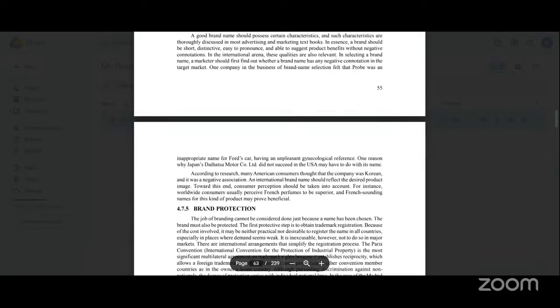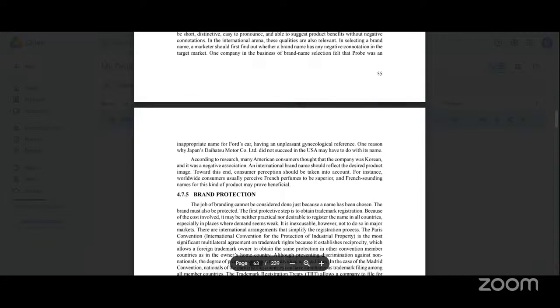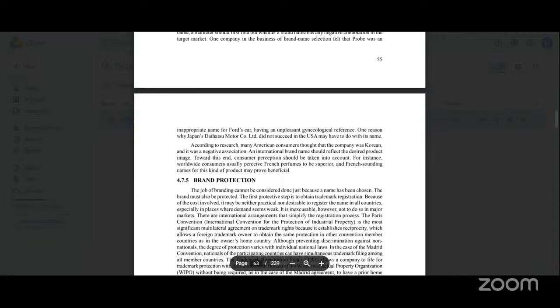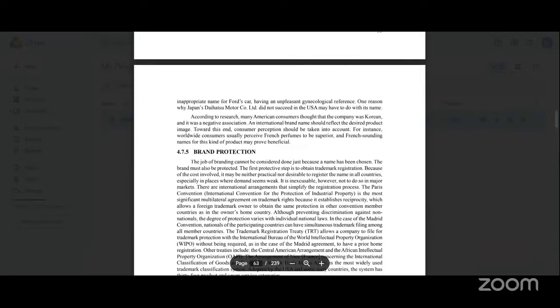So, in selecting a brand name, a marketer should first find out whether a brand name has any negative connotation or not in the target market. And then, based on that, they may decide that it may be inappropriate or incorrect to introduce a product in a particular market.